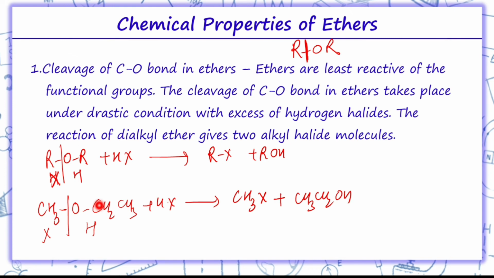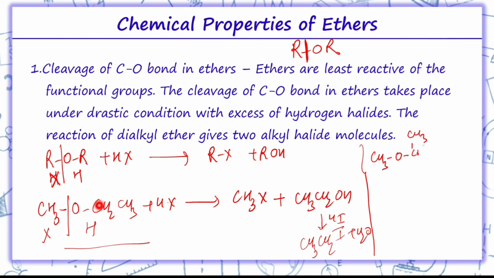But in this case, when HI is taken in excess and the reaction is carried out at high temperature, the ethanol reacts with another molecule of HI and it forms CH3CH2I plus H2O.